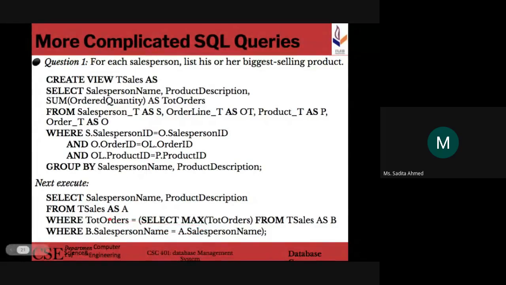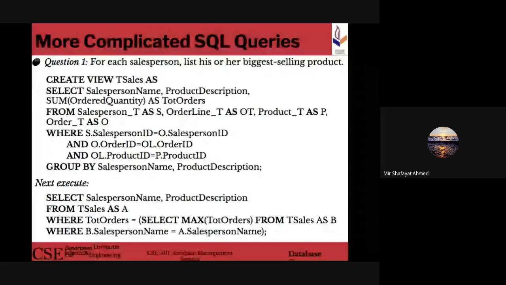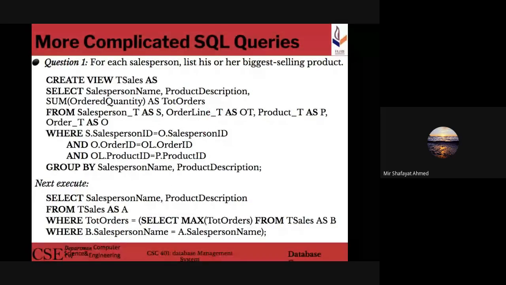Now, assuming that from some table and then from some other table, tell me, clearly this is a subquery, yes? But is this a regular subquery or is this a correlated subquery? It's a correlated subquery because T sales as A is being referred to, A.salesperson name is referred to in the subquery.